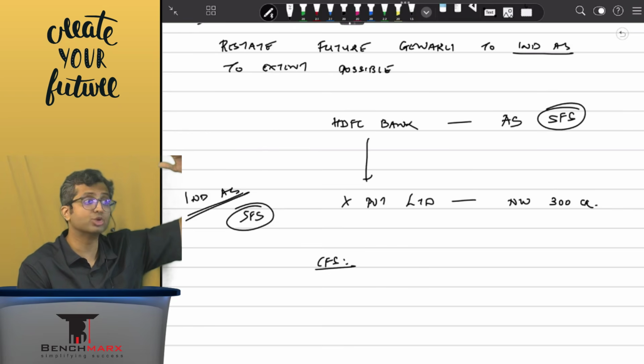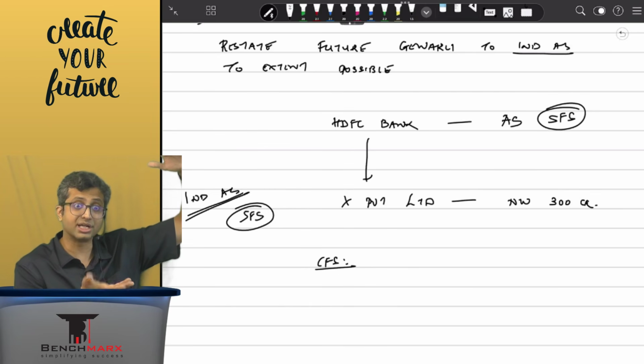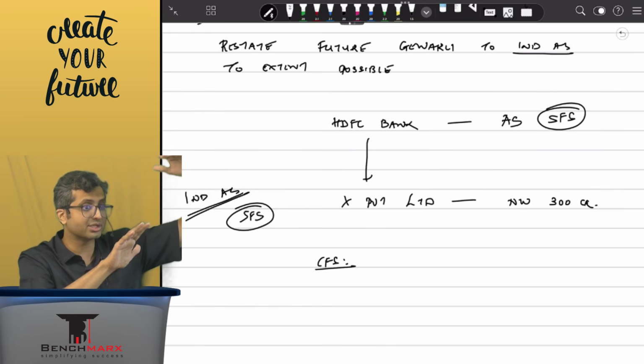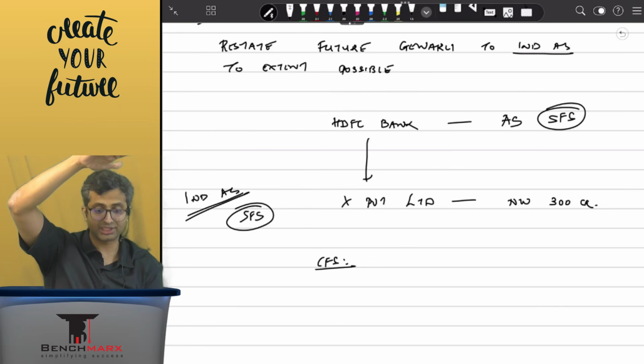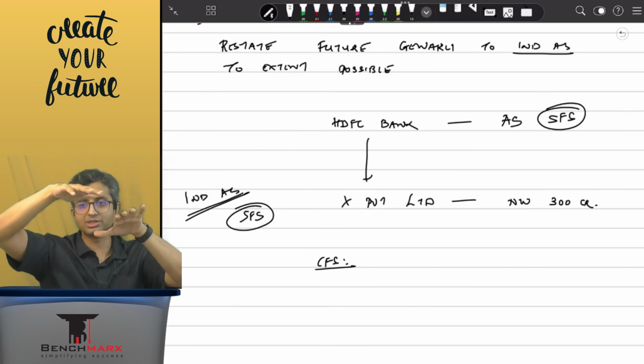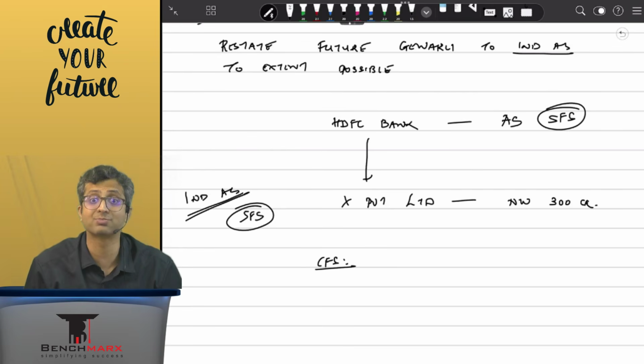In the Future example, Future Group was an Ind AS company, so I restated the subsidiaries' financials into Ind AS. Here, HDFC Bank is an AS entity, which means I'll have to restate the subsidiary's Ind AS financials into AS and then consolidate. Consolidation happens as per uniform accounting policy.